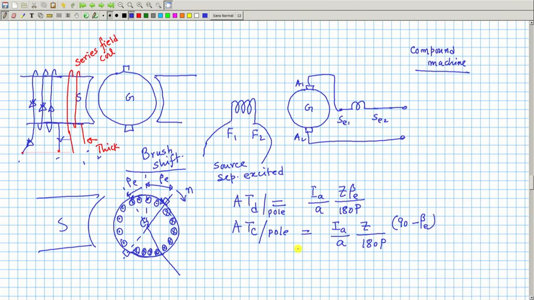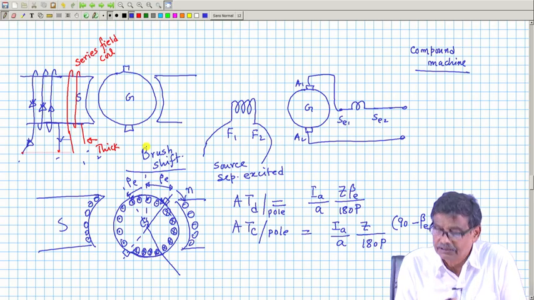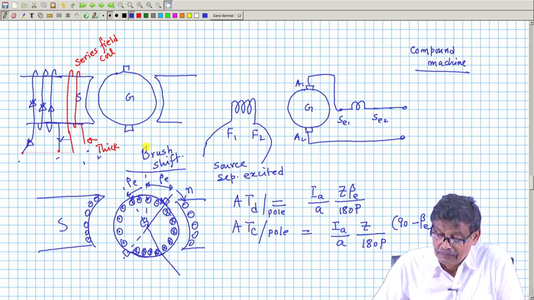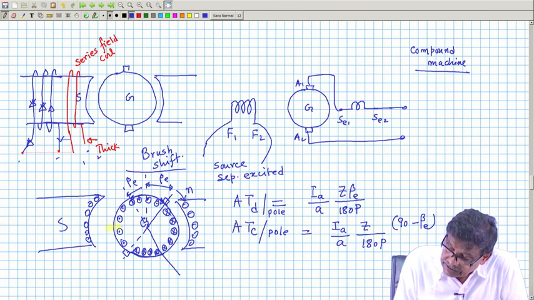Now, let us come to this problem. Then there is a direct demagnetization per pole. To compensate for that, the compensating coil can only compensate for the cross magnetizing ampere turns per pole, not the demagnetizing ones, and about 70% of that depending upon the pole ratio. So, I will use a compensating coil.